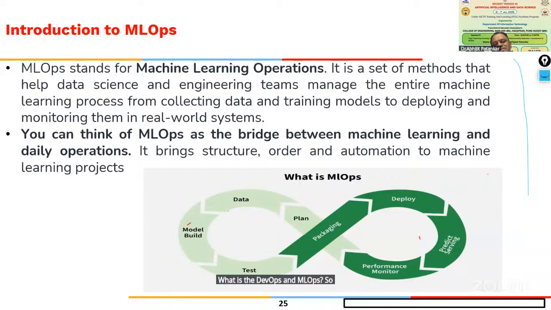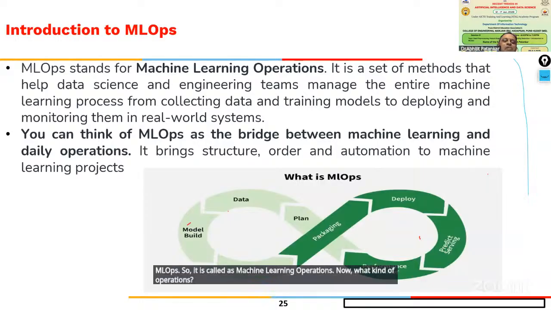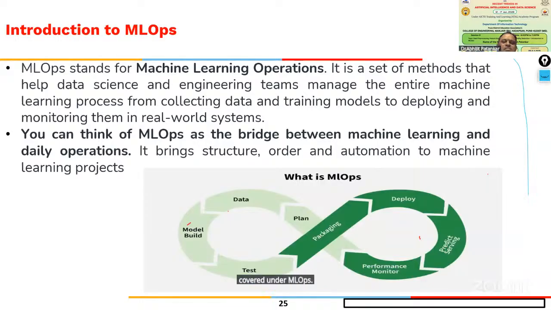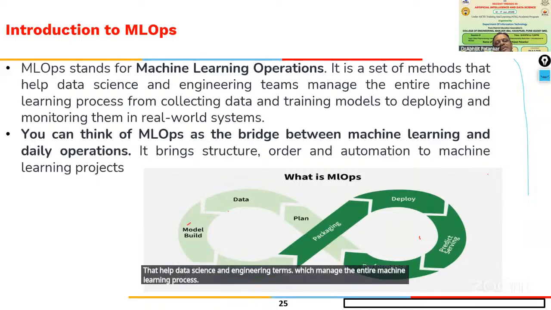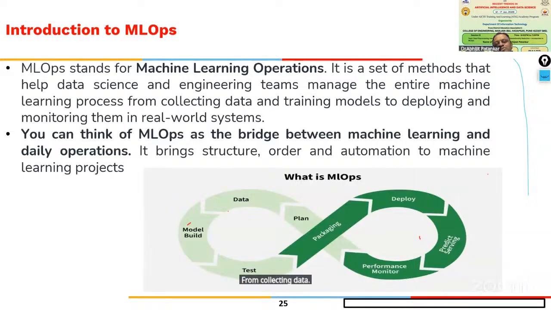Basically, MLOps is a new terminology. It is called machine learning operations. Now, what kind of operations are covered under MLOps? It is a set of methods that help data science and engineering teams manage the entire machine learning process, from collecting data and training models, to deploying and monitoring them in real world systems.